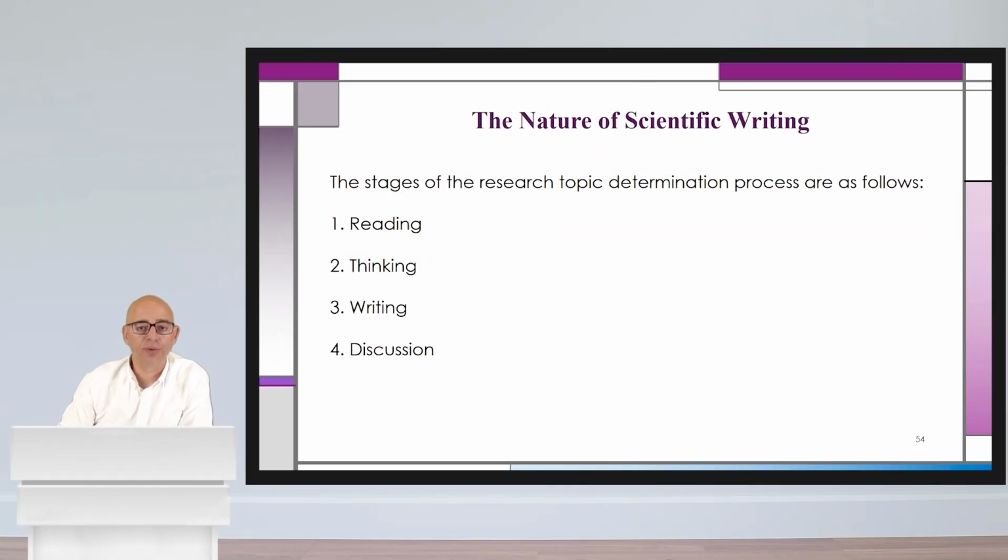The stages of the research topic determination process are as follows. The first one is reading. The second step is thinking. The third step is writing. And the fourth step is discussion.